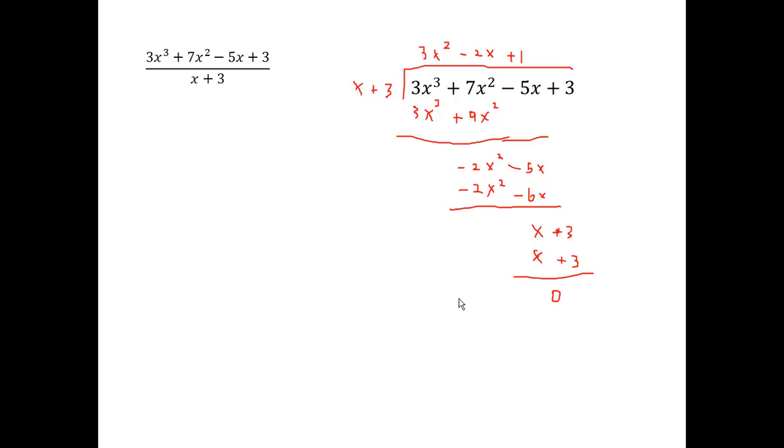Good. So now I'm done with the problem, but what that 0 tells me is that x plus 3 is a factor of 3x to the third plus 7x squared minus 5x plus 3. It is a factor. Okay? It goes in evenly. All right.